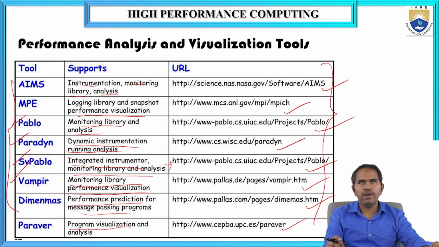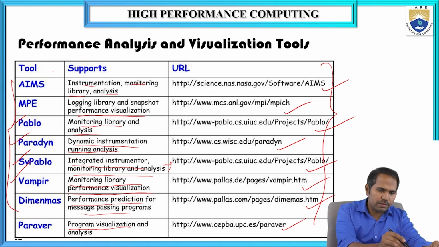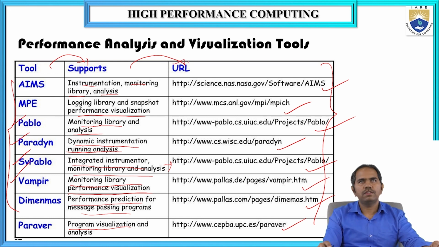This table will be helpful for finding the corresponding URL address for a particular tool, and which tool is supporting what. Each tool is supported for what, and then the corresponding URL address. This is mostly used for high performance computing.